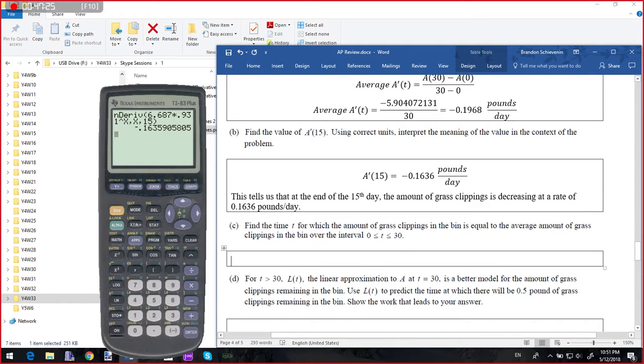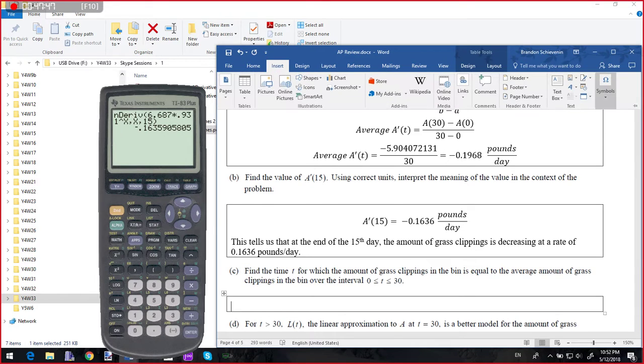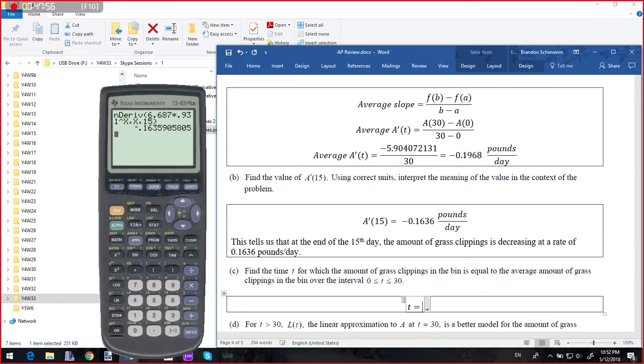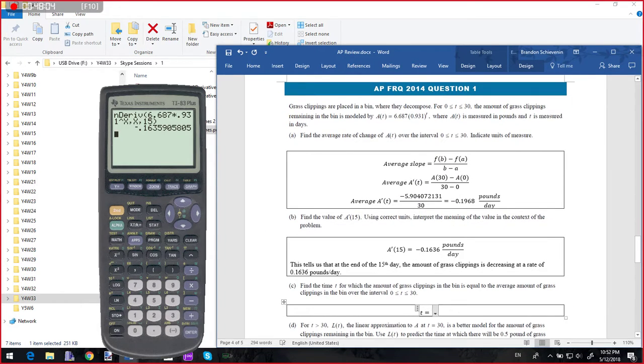Okay, 10 minutes left, so I'm going to try to finish up this free response, I think. We want to find the time for which the amount of grass clippings left in the bin is equal to the average amount of grass clippings in the bin over the interval from 0 to 30. Okay, so first, I need to set up an equation. My time should be equal to the average amount of grass clippings. Okay, so my time t is equal to the average amount of grass clippings. How can I get an average amount? Average value theorem.